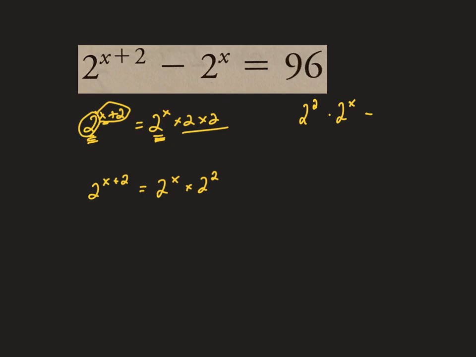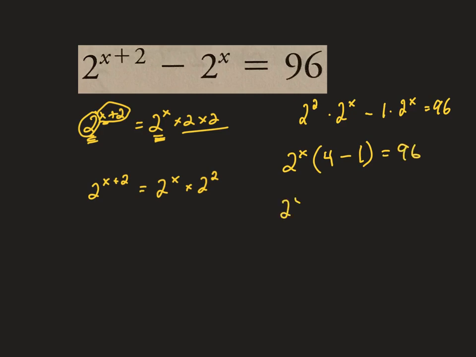minus 1 times 2 to the power of x equals 96. All right, so now we could factor out a 2 to the x. So 2 to the x times 2 squared. Well, instead of 2 squared, I'm just going to write 4, minus 2 to the x times 1 equals 96.